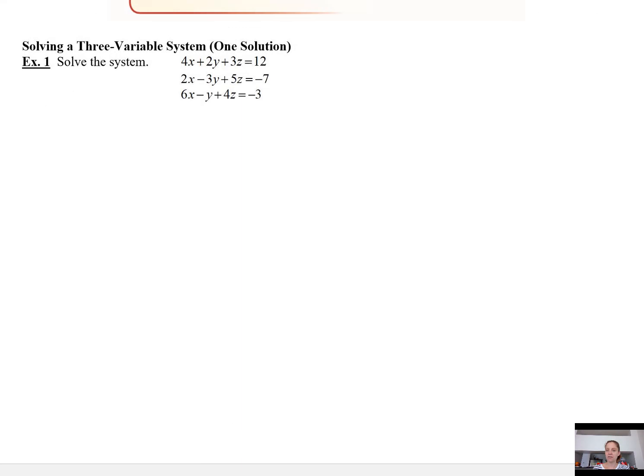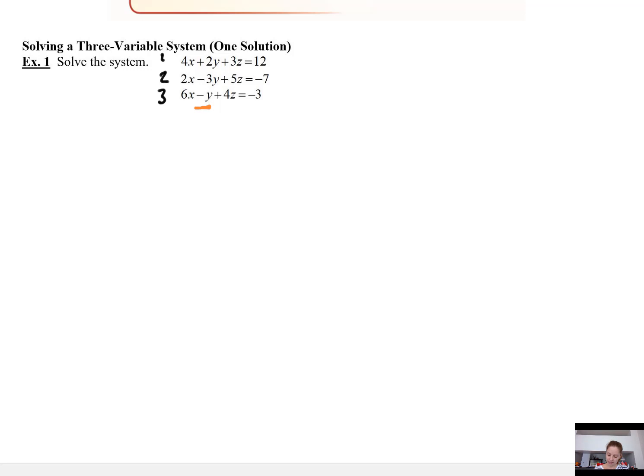Example 1, solve the system. So I'm going to begin by looking at this system of equations and try to figure out which variable is easiest to eliminate. And because in this 3rd equation, y has a coefficient of -1, it makes it an easy variable to eliminate. Let me go ahead and label these equations as 1, 2, and 3.